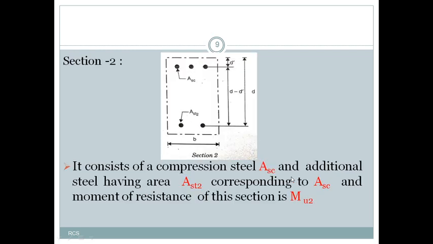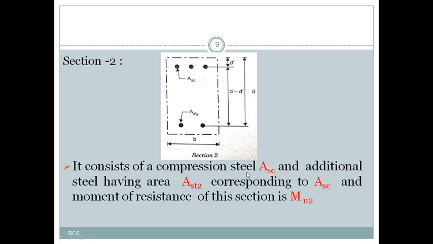And similarly, consider the second section. In the second section, it is an imaginary section, and this is AST2. 2 bars of reinforcement are provided in the tension zone. It is in the form of additional steel, and here we have 3 bars in the compression zone, that is ASC, and the overall depth of the beam is, say, capital D here.